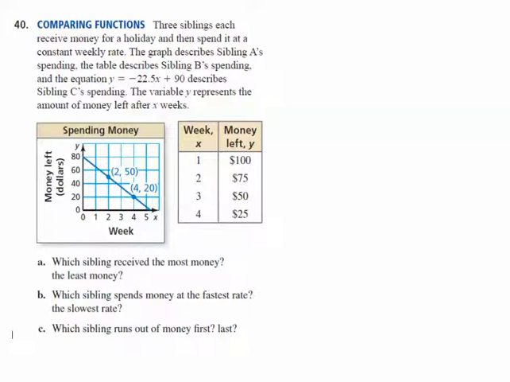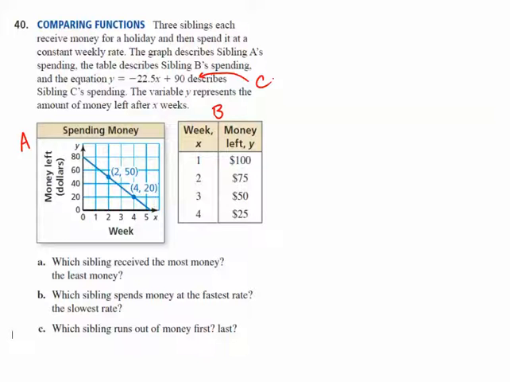All right, in the next problem, we have three siblings who each receive money for a holiday and then spend it at a constant weekly rate. The graph describes sibling A's spending. That's the graph, so we'll label that sibling A. The table describes sibling B's spending, and the equation here describes sibling C's spending. So, which sibling received the most money?